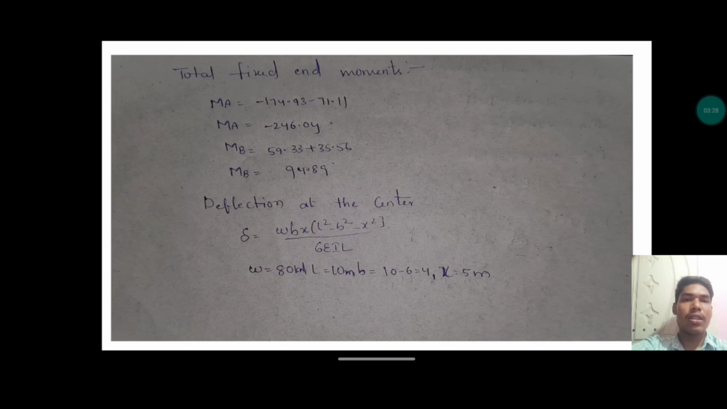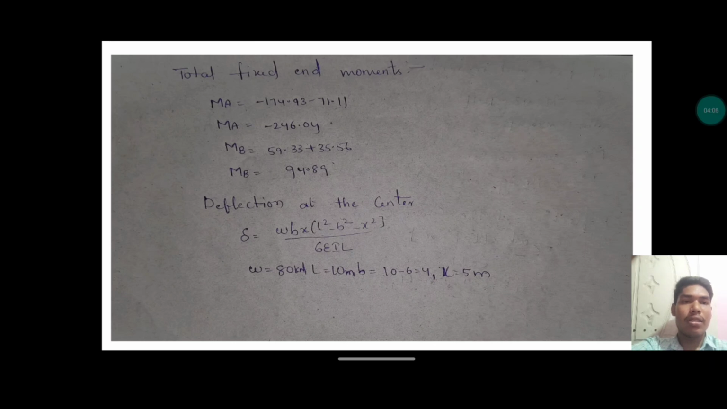Now after finding the fixed end moments, we calculate the total fixed end moments of the beam. To find the total fixed end moments for the beam, we calculate first MA, that is MAB and MBC: MA is equal to minus 174.93 minus 71.11. MA is equal to minus 246.04. Then MB, that is MBA and MCB: MB is equal to 59.33 plus 35.56. MB is equal to 94.89.